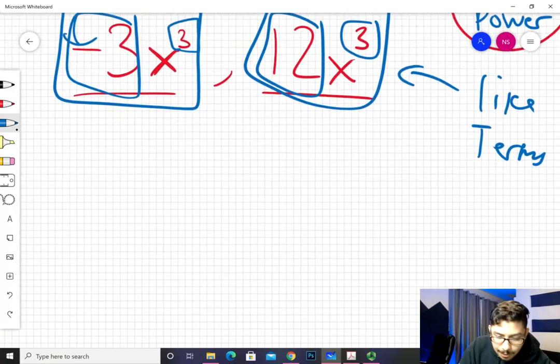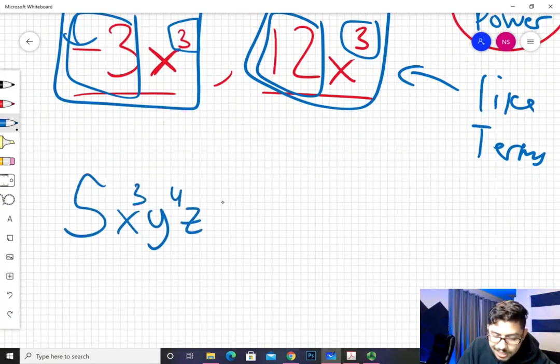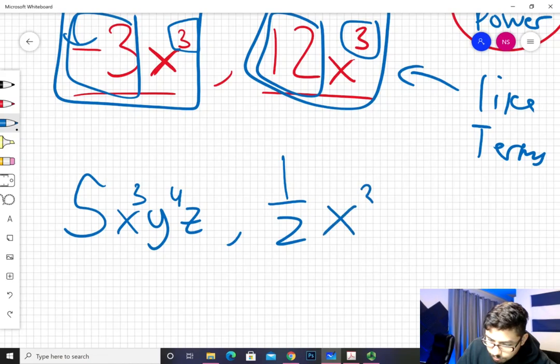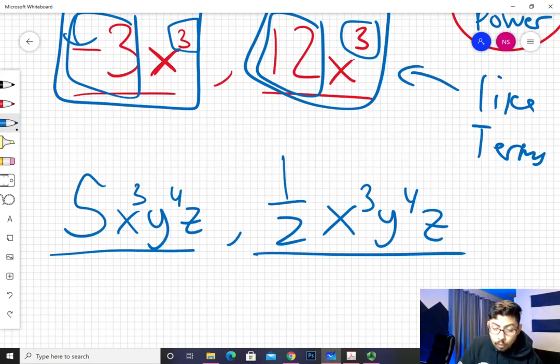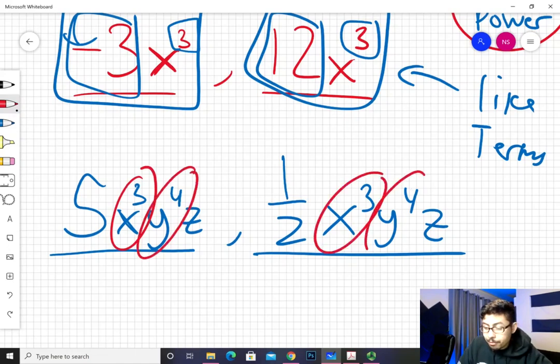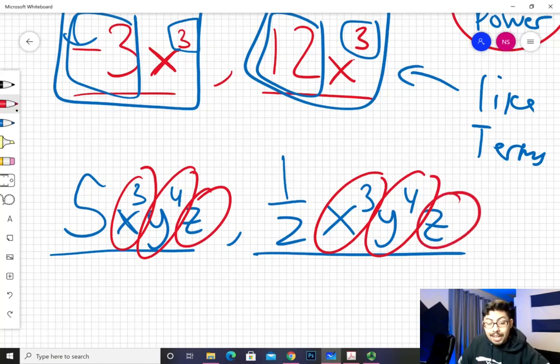Let's look at more examples here. Let's turn it up a notch. 5x cubed y to the 4 z, and another term. Like terms or unlike terms? This term here, that term there, are they like? Well, I see x, y, z, x, y, z. They're all matching the same letters, but do each of those letters have the same power? This x to the power 3, that x to the power 3. This y to the power 4, that y to the power 4. This z has no power, this z has no power. So it's like terms.